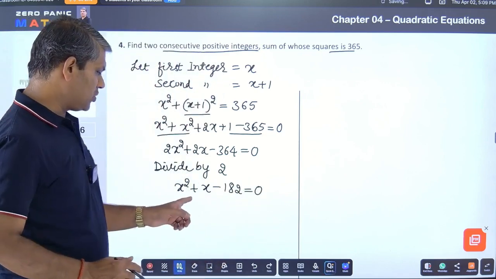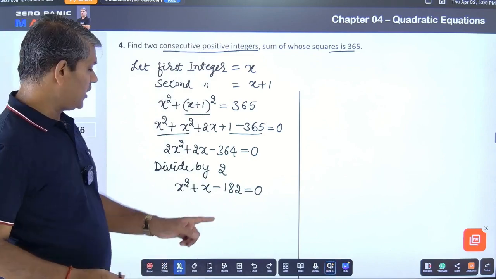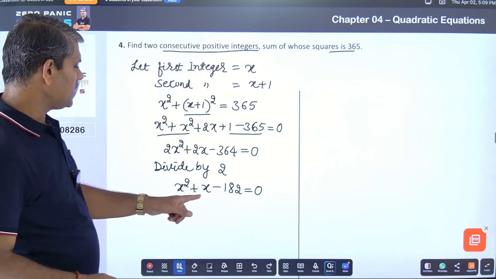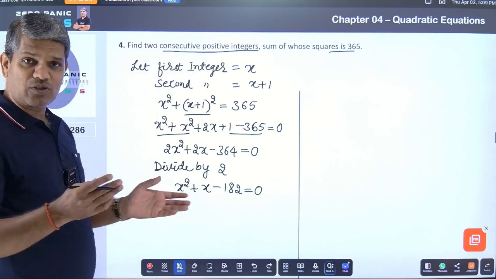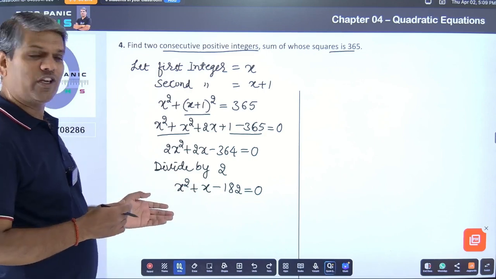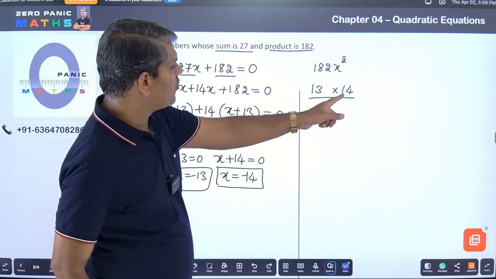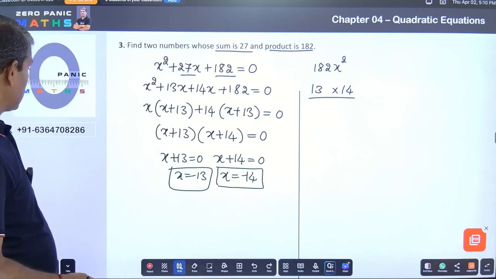See, this equation actually reduced to the previous equation only. 182 is the product and 1 is the difference. So that is actually 13 and 14 only. 13, 14, the previous one. You see that? 13, 14, the difference is 1 and the product is 182. That is the solution for this also.